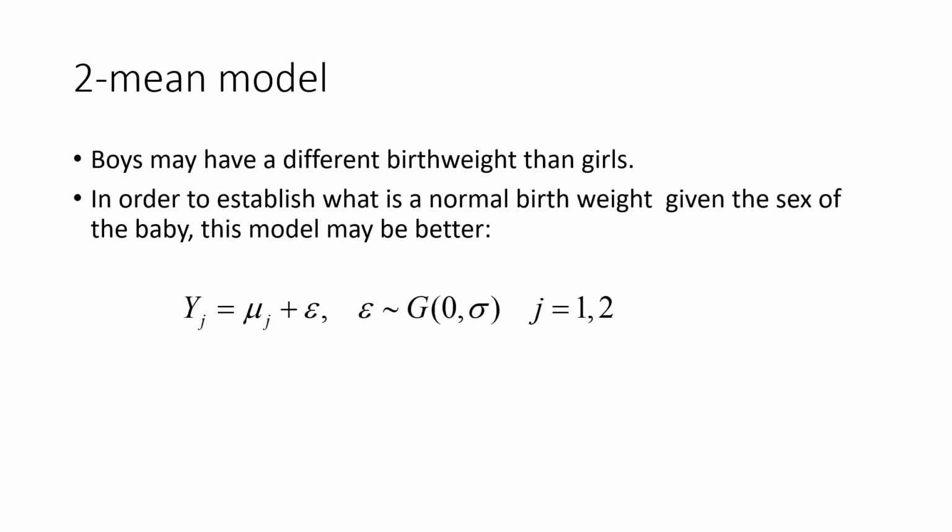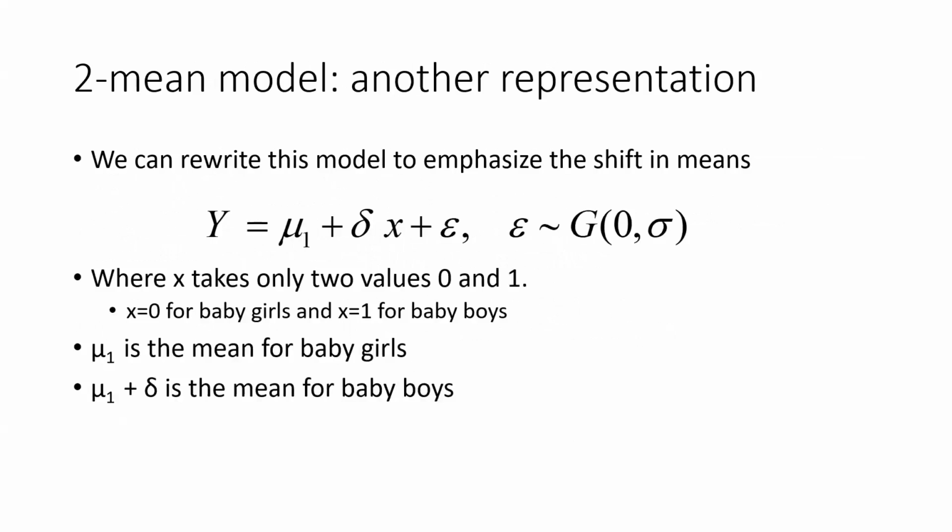It is easier to put that same problem into a single equation, and I'm going to reparameterize it as follows. Y equals mu1 plus delta x plus epsilon, where x only takes two values, 0 and 1. And for the sake of argument, we'll say x equals 0 for baby girls and x equals 1 for baby boys. It doesn't matter which way around. You just have to interpret the estimated coefficients based on how you define it.